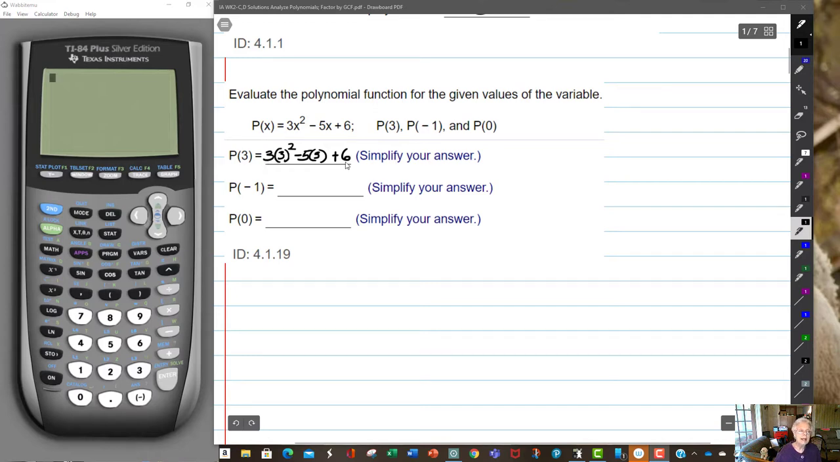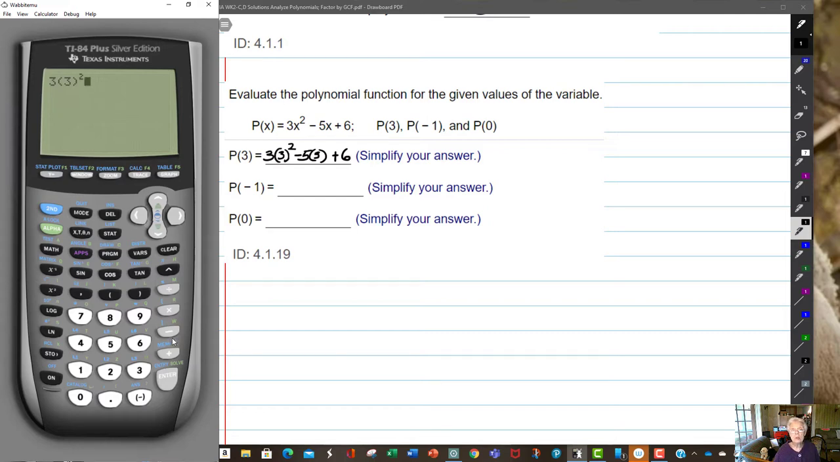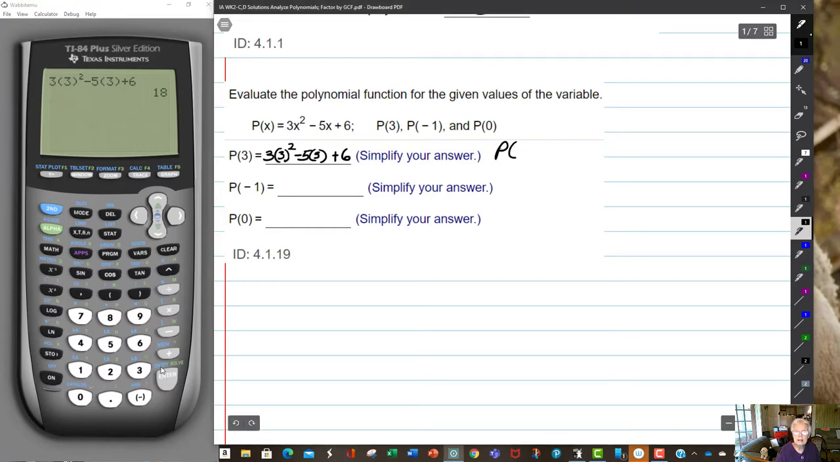Let's look at this on the calculator. I'm going to put this in the calculator. I think you can see this on the video a lot better than you can see it in class. Okay, so 3 times 3 squared, that's raised to the second power, is called squared, minus 5 times 3. Plus 6. Enter. That's 18. So P of 3 equals 18.